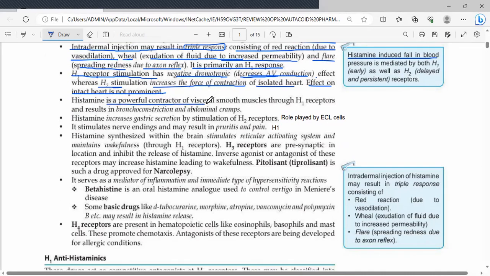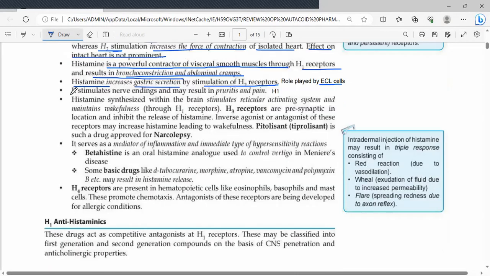Histamine is a powerful contractor of the visceral smooth muscles through the H1 receptors, and it will result in bronchoconstriction and abdominal cramps. Now, histamine increases gastric secretion by stimulation of H2 receptors. Apart from the mast cells, other cells which contain histamine include the enterochromaffin-like cells in the gastric mucosa, which will release histamine, which will act on H2, stimulating the release of gastric juices. It also stimulates nerve endings and will result in pruritus and pain, H1 mediated.